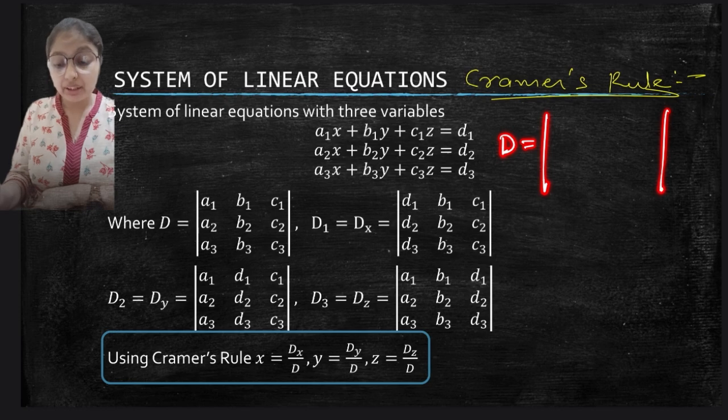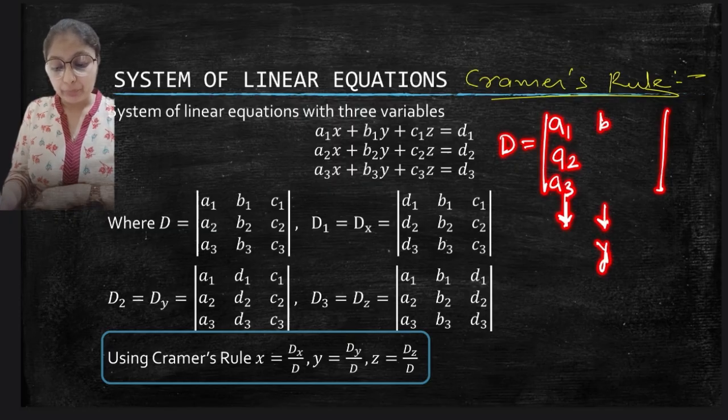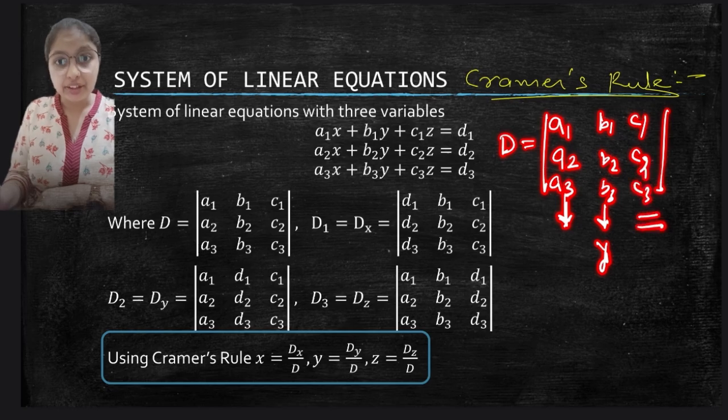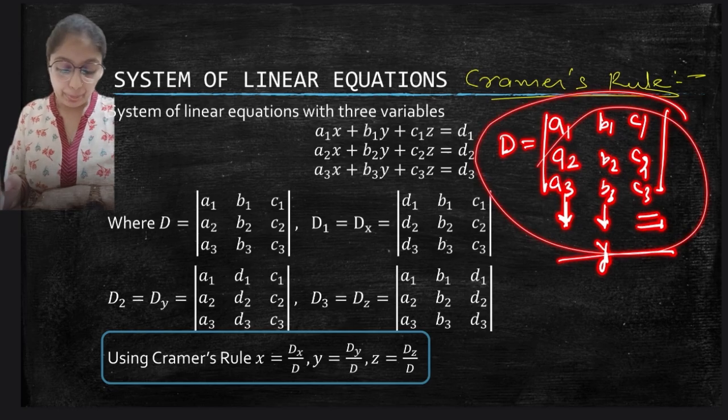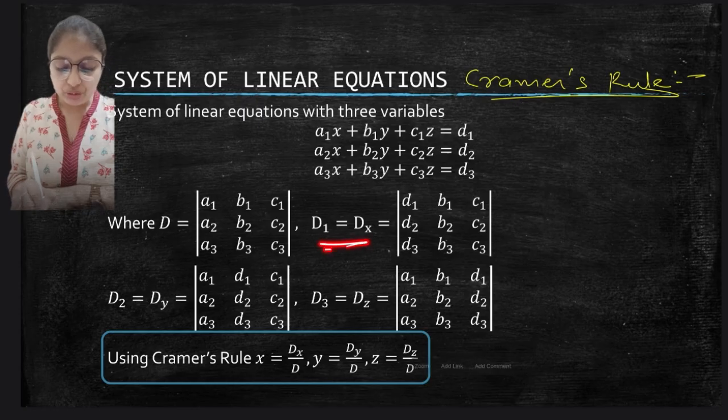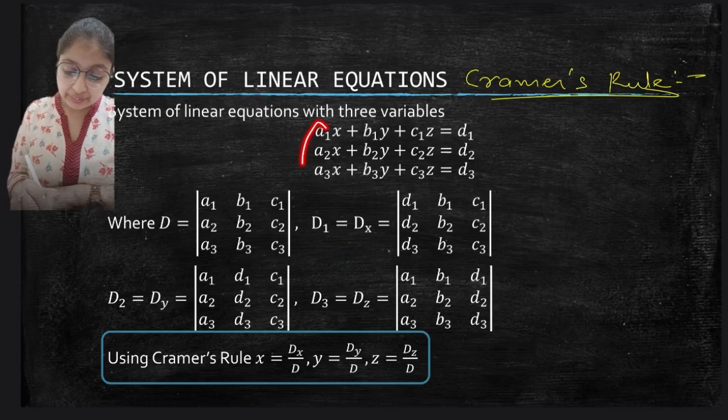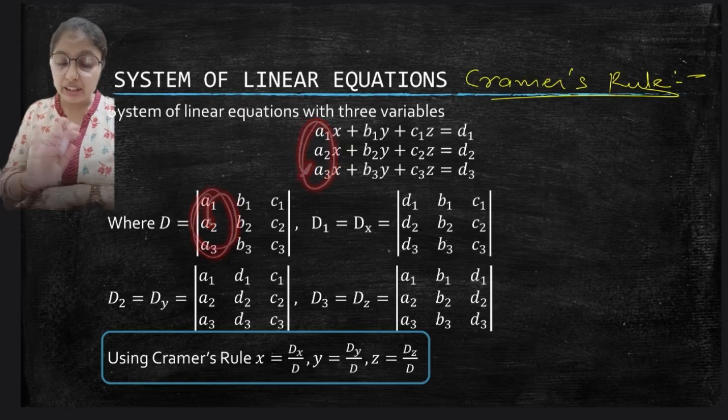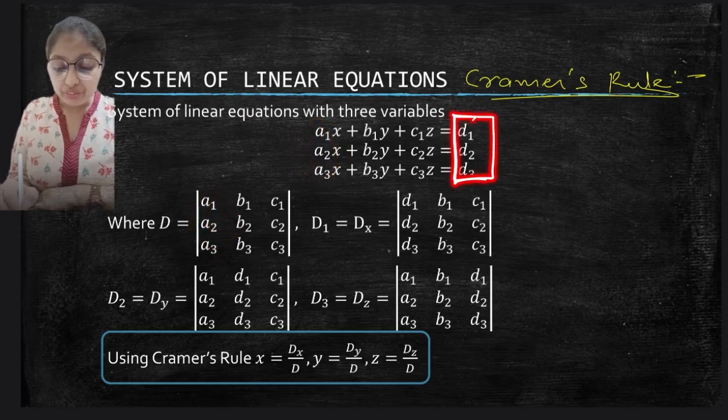How is it the coefficient determinant? The first column will be the coefficients of x, so a1, a2, a3. Second column, coefficients of y, b1, b2, b3, and the third column, coefficients of z, that is c1, c2, c3. We have to check what the D is. Then we write d1 or dx. d1 or dx basically means that the first column in the D, we are just replacing with d1, d2, d3. So the first column will be d1, d2, d3, the remaining two will be the same. That we call d1 or dx.